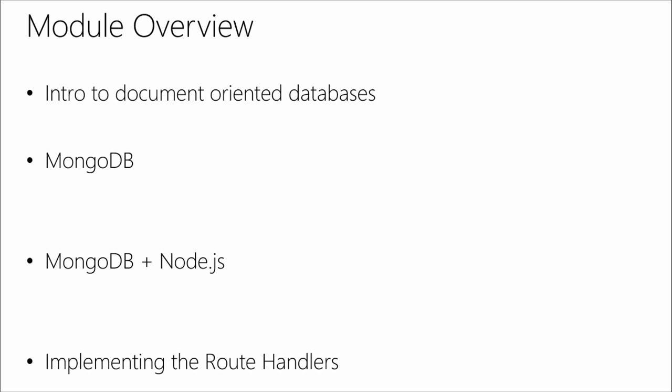So for this module, we're going to talk about an intro to document-oriented databases, just a quick overview of that, what MongoDB is, how to use MongoDB from Node.js, which will flow right into how we can implement those route handlers for the post APIs to manipulate individual posts.